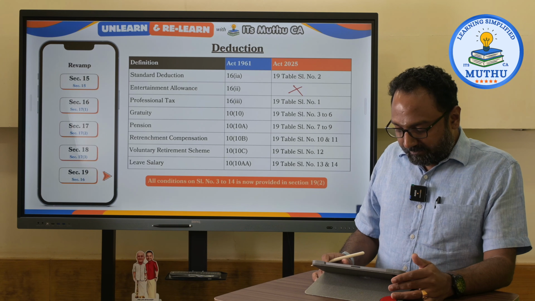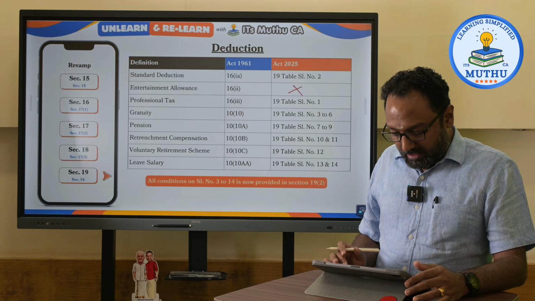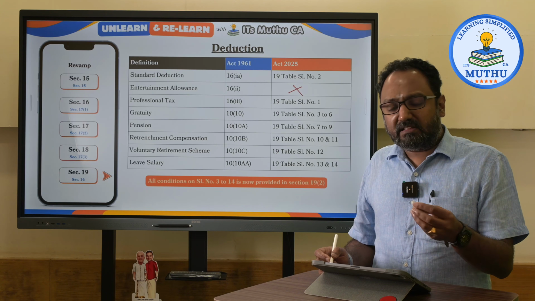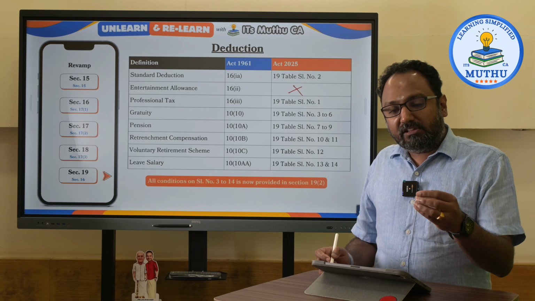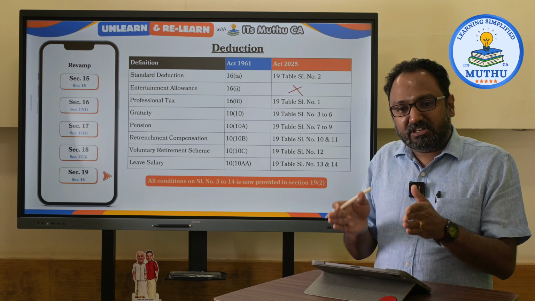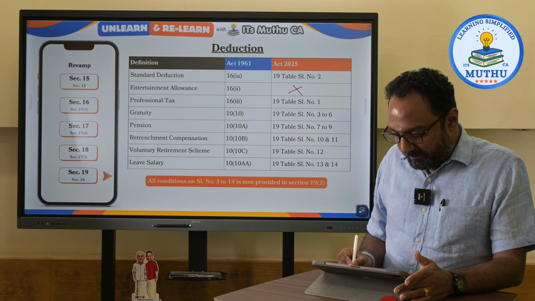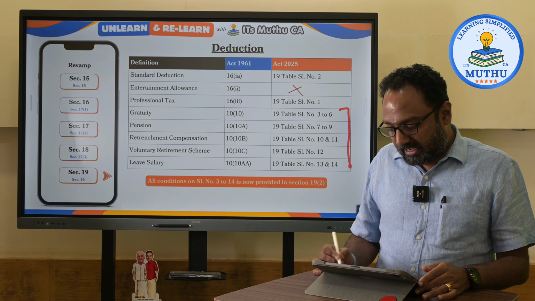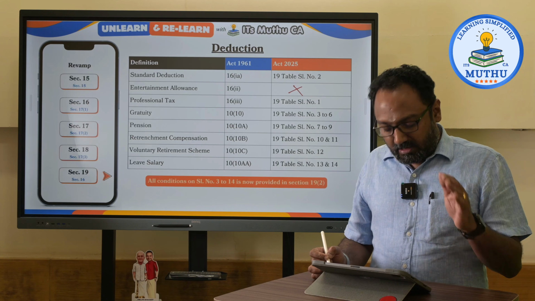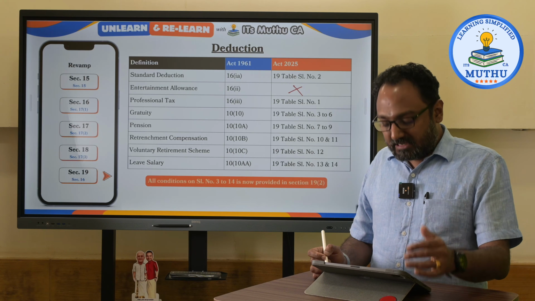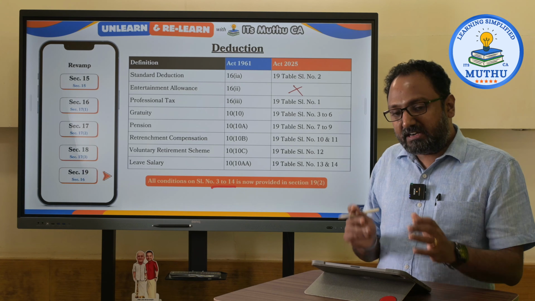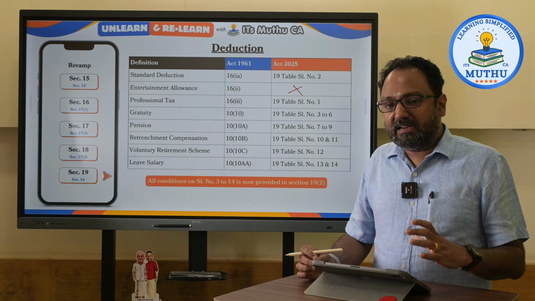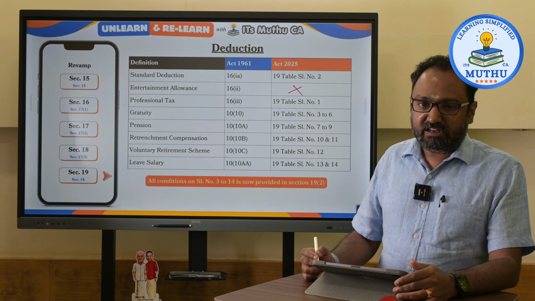So all these deductions are covered in a tabulated manner. For gratuity or for voluntary retirement, for everything there are some conditions attached to it. All these conditions are now listed in one particular place. It is all listed in 19.2. So 19.2 provides conditions for all these areas, from gratuity to your leave salary. So conditions are separately listed. It is not within gratuity, it is not within pension. It is separately listed in one single subsection, 19.2.